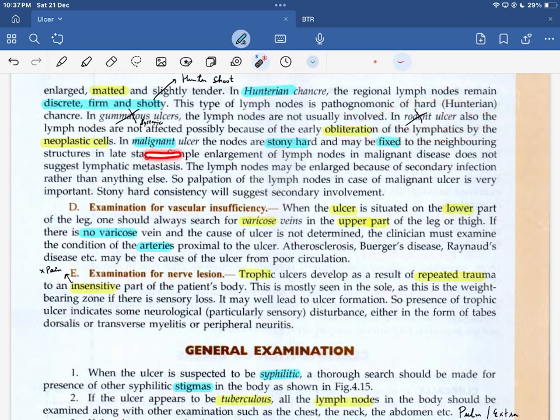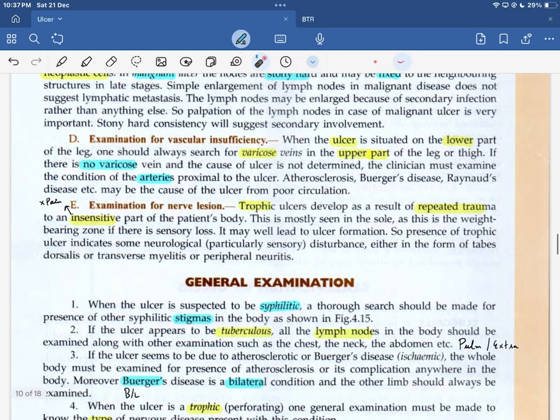And the malignant ulcer, we all know, is stony hard and fixed, fixed to the surrounding structures. Stony hard, so hard, it's very hard to miss, literally. And yeah, so that would be the lymph nodes.